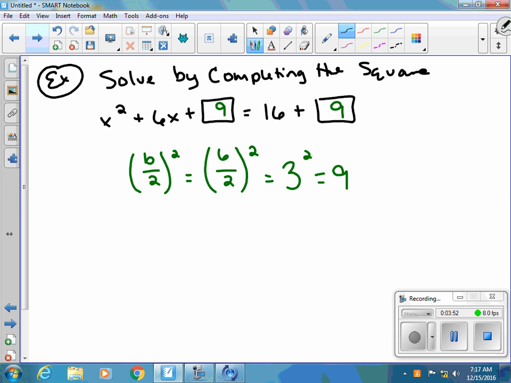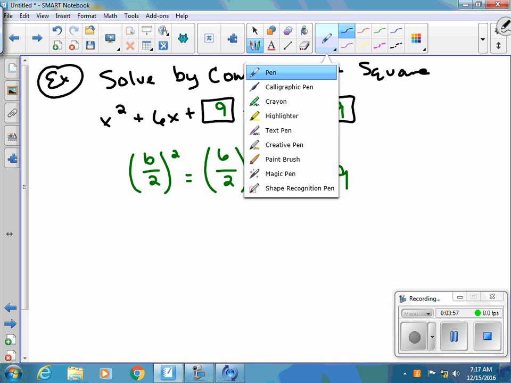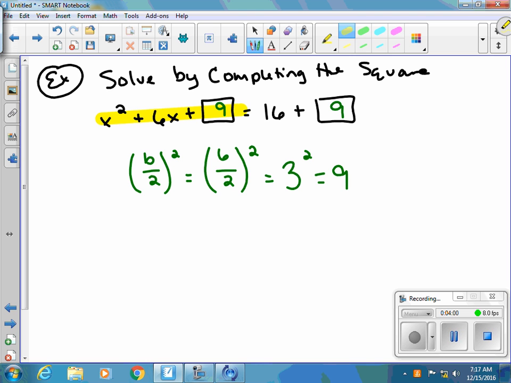Now, how does this help us? This helps us in the sense that this right here is based off of our binomial square theorem, in which I can factor. Going back a couple sections, we already talked about the binomial square theorem, in that this next part is going to just be x plus or minus, depending on what you have, b over 2. And then it's going to have a square on the outside.